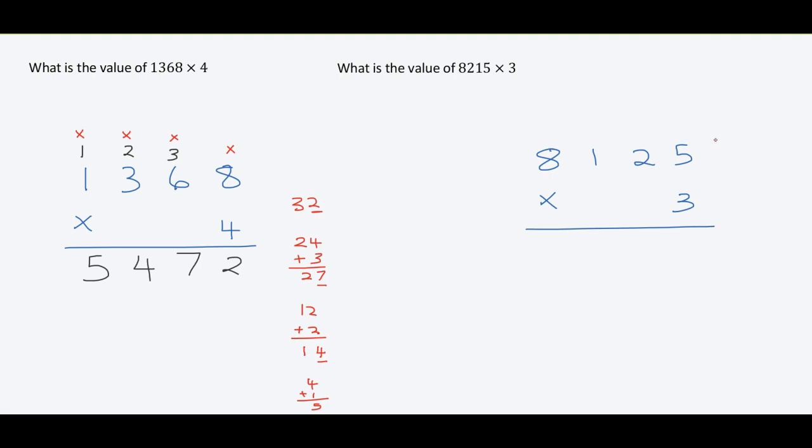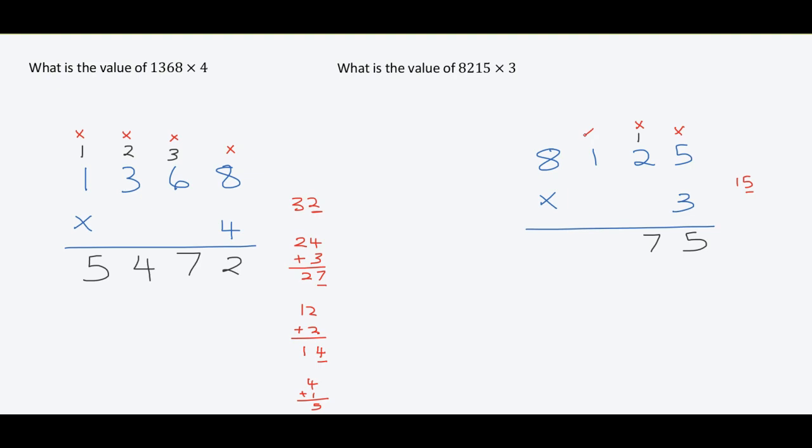So we will start from the right hand side. 5 multiplied by 3, we have 15. So we're going to write the number in the ones place, which is 5, and then we carry over the 1. Now we go over to the left hand side. 2 multiplied by 3, that should give you 6, plus 1, that will give you 7. Then this is less than 10, so we don't need to carry anything over.